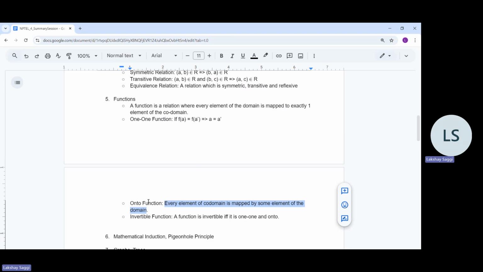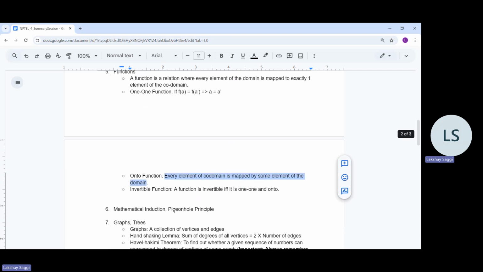These we have studied in high school also, but still. And then why do we need these? So we have another interesting concept, which is invertible functions. And what are invertible functions? A function is invertible if and only if it is one-one as well as onto. So formally, we can just say that a function is called an invertible function when it is one-one as well as onto.